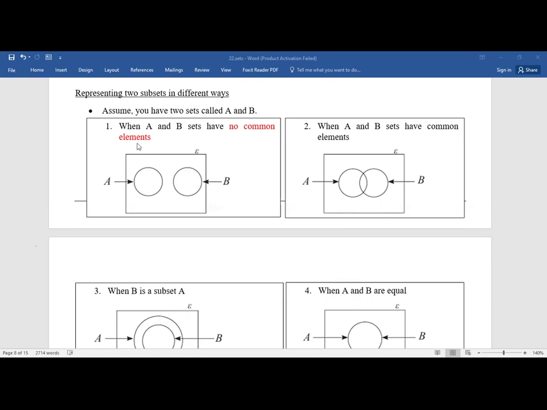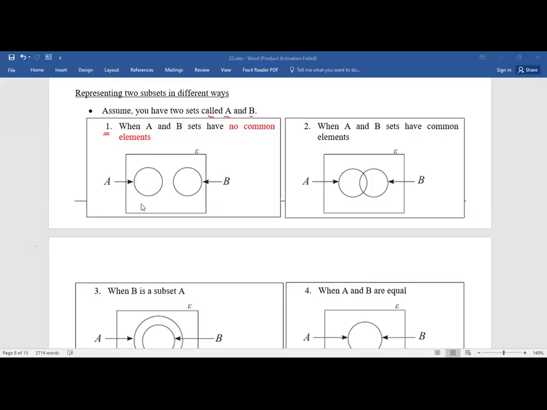So assume you have two sets called A and B. Now in the first rectangle there is point 1, where A and B sets have no common element. No common element, right? So you have to keep them apart like this.